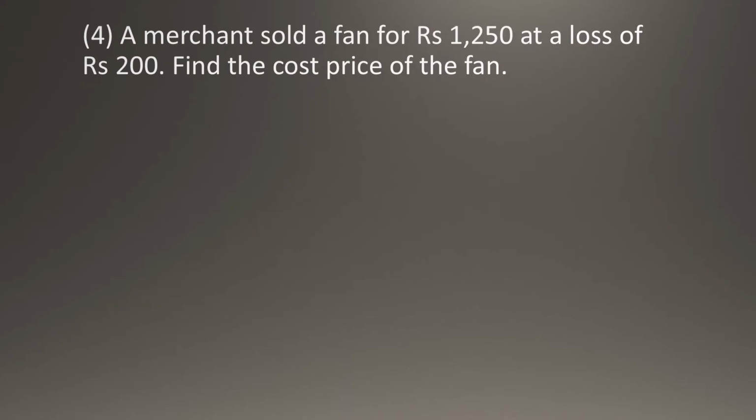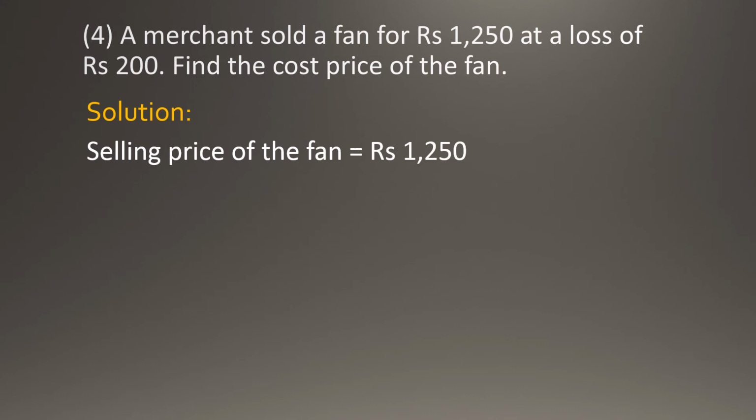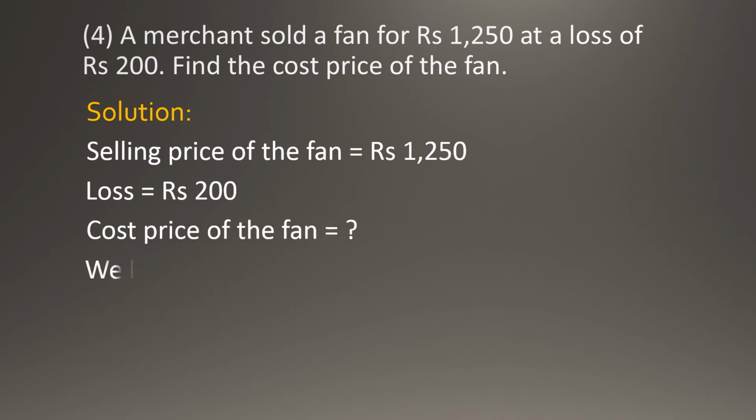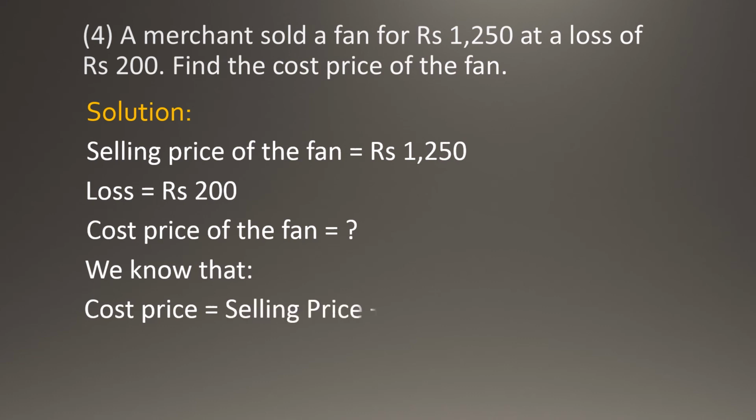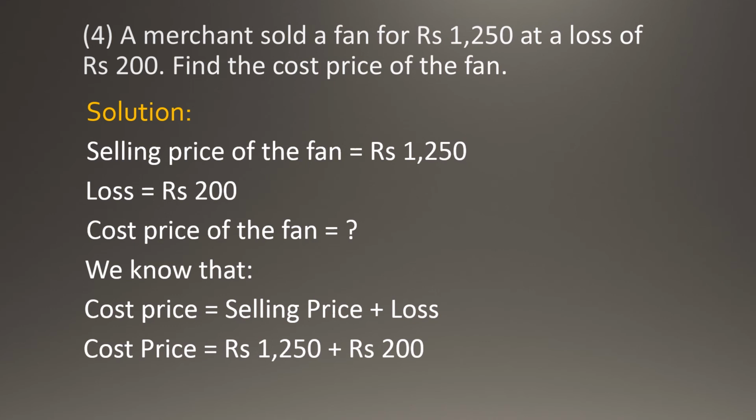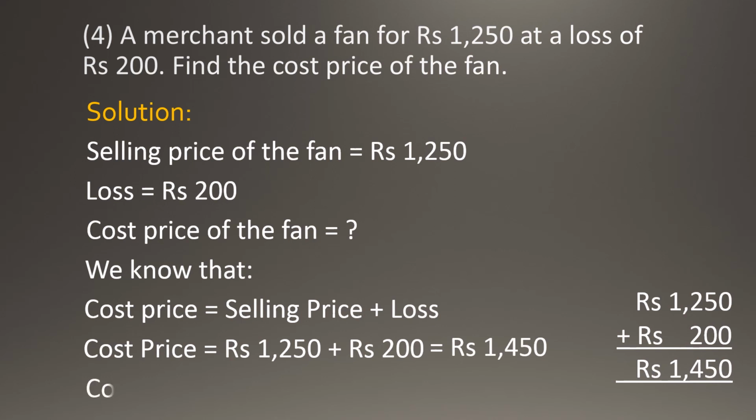Let us solve one more question. Question number 4. A merchant sold a fan for rupees 1250 at a loss of rupees 200. Find the cost price of the fan. See, in this question, selling price of the fan is equal to rupees 1250 and loss is equal to rupees 200. And cost price of the fan we have to find out. We know that cost price is equal to selling price plus loss. Now put the value. Rupees 1250 plus rupees 200. Now do the addition. We get rupees 1450. So the cost price of the fan is rupees 1450.